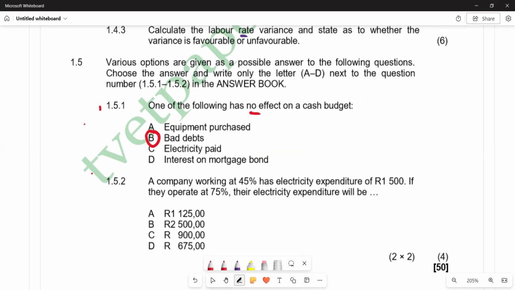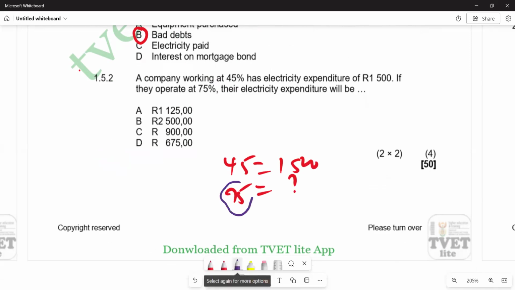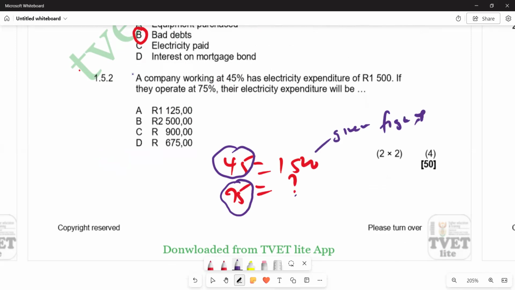A company working at 45%, there's electricity expenditure of 1,500. If they operate at 75%, the electricity expenditure will be, a simple proportion that we are going to apply there. So basically what we are saying is we are told that 45 is going to give you 1,500. What about 75? So that's the figure that we are looking for, simple proportion. So this is a figure that is representing what we don't have, because that's what we are looking for. Then what we have is 45, because we are given 1,500. So 1,500 becomes the given figure. And this one is what we don't have. And this one is what we have.